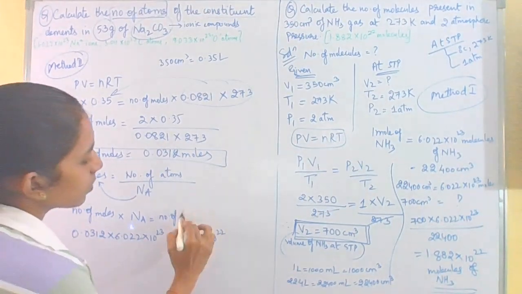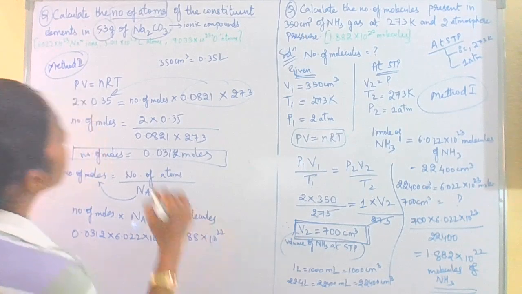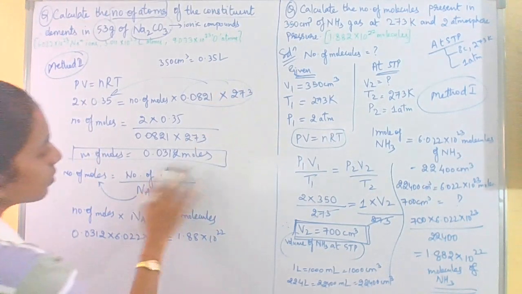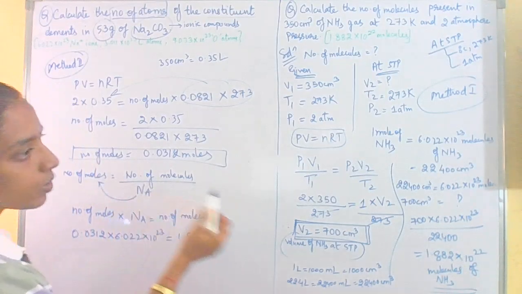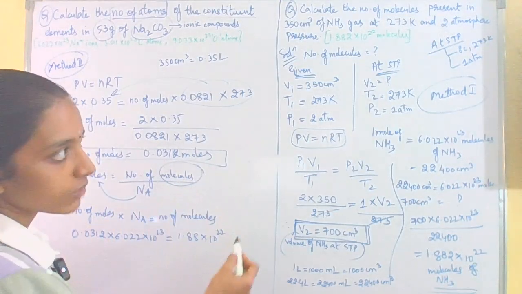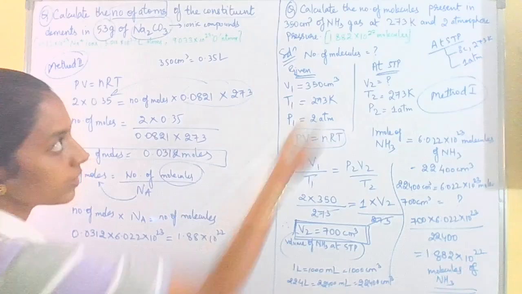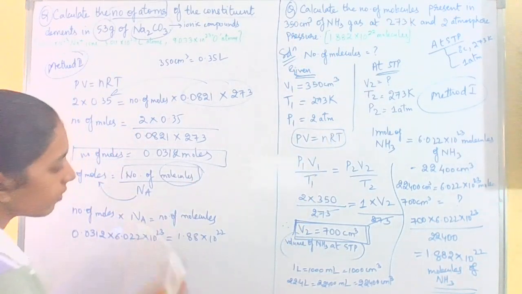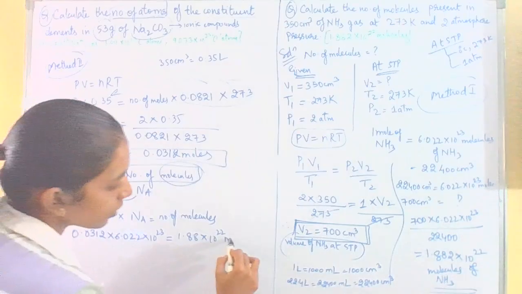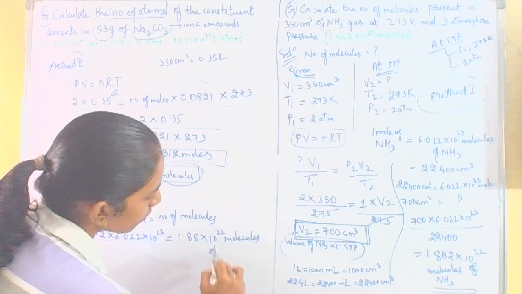This is not atoms, molecules. You have to find the number of molecules. The formula is number of moles is equal to number of entities by Avogadro's number. Entities can be atoms. If they have given atoms, you have to mention atoms. But in the question, they have given molecules. So the number of entities is the number of molecules by Avogadro's number. You will be getting 1.88 into 10 to the power 22 molecules of NH3.